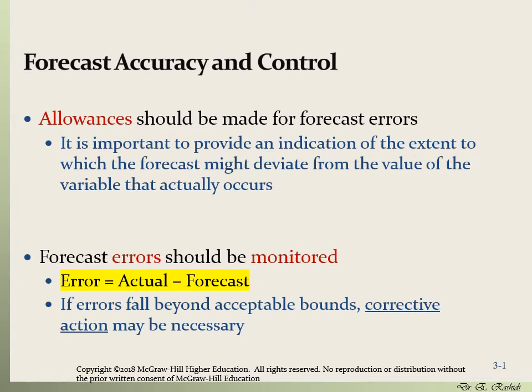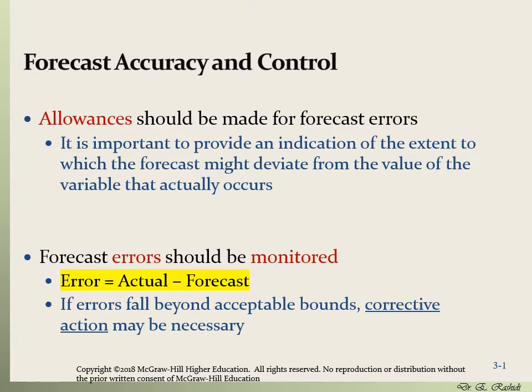After you made your forecast, we need to talk about forecast accuracy and control. Because forecasts are generally wrong, we need to consider allowances for forecasting errors. That means it's important to know an indication of the extent, the level to which the forecast is going to be off. It's going to be wrong. And we need to accept that nature of inaccuracy for forecasting.